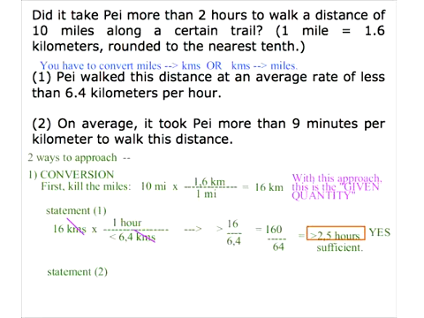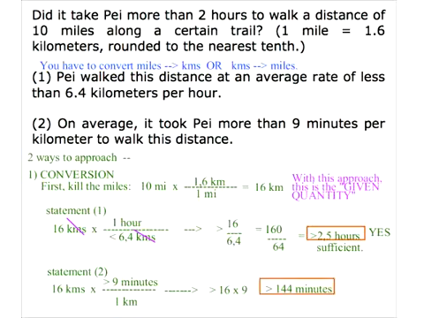Statement 2, we have 16 kilometers times, it took Pay more than 9 minutes per kilometer. So this is a little bit more straightforward because the thing's on top. More than 9 minutes per 1 kilometer. So this is greater than 16 times 9. So that's greater than 144 minutes. 144 minutes is more than 2 hours. You don't need to convert this to hours because that would be sort of painful. But this is more than 2 hours. So yes, it's sufficient. So overall, D like dog. Any questions?